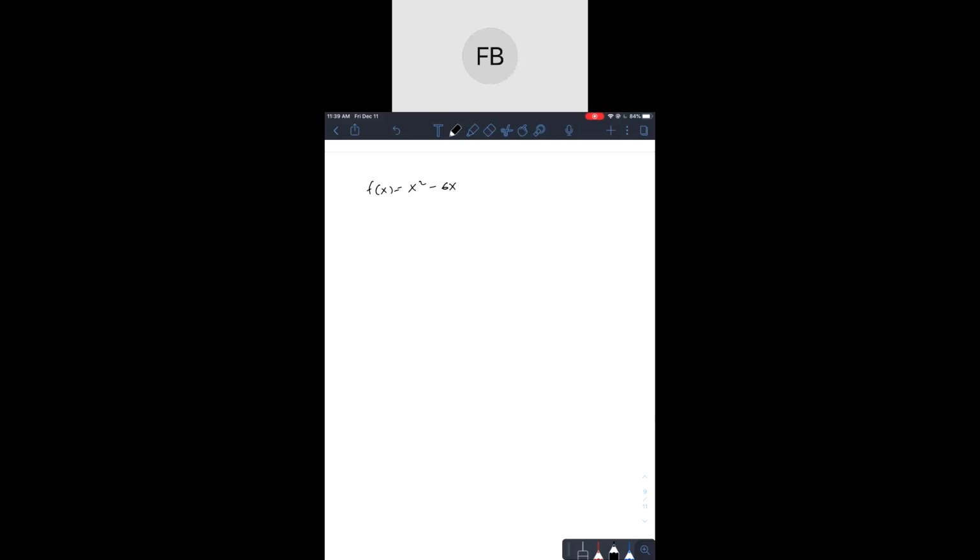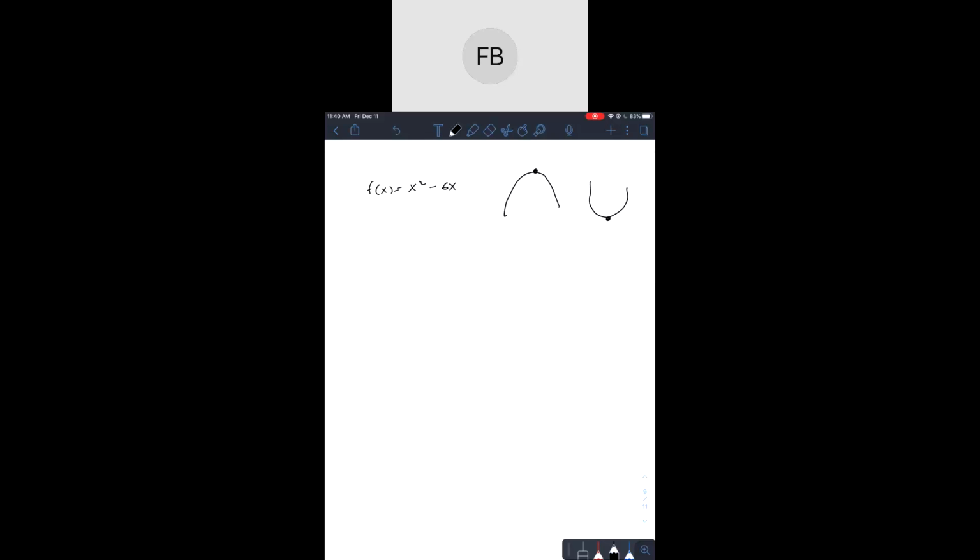So he says find the vertex. So what do we know of the vertex? The vertex is basically the point where, either like if it went like this, it would be this point right here, or if it was upside down, it would be this point right here. So it's basically the very bottom or the very top, either way.